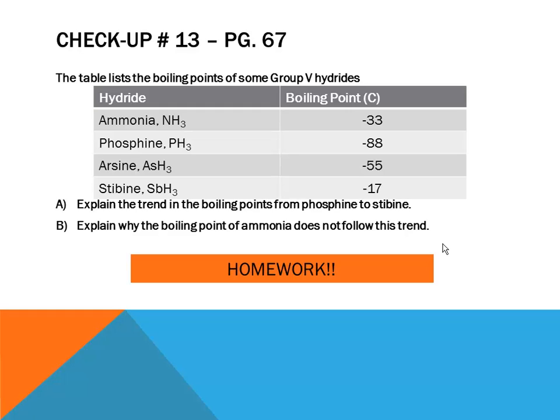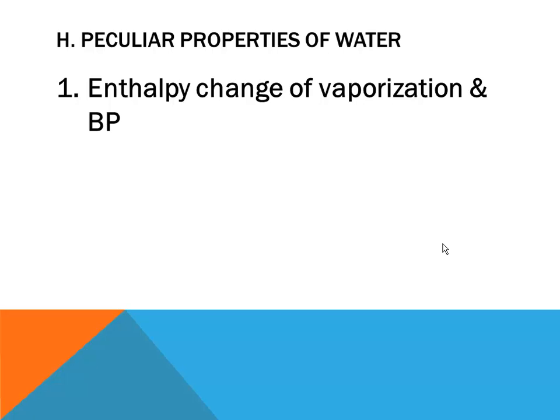All right, homework question number 3. Here you have 4 group 5 hydrides: ammonia, phosphine, arsine, and stibine. Explain the trend in the boiling points from phosphine to stibine, and explain why the boiling point of ammonia does not follow this trend.